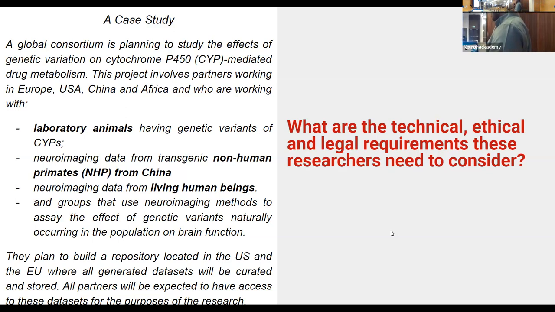So what I want us to do now is to have one person from each group tell us what you have discussed, what are the technical, ethical, and legal concerns that these researchers need to consider. Who wants to go first? And we'll come back to the people online. Somebody, just one person, take a quick minute to tell us. Who wants to go first? This group? Anybody? Who wants to take the microphone?